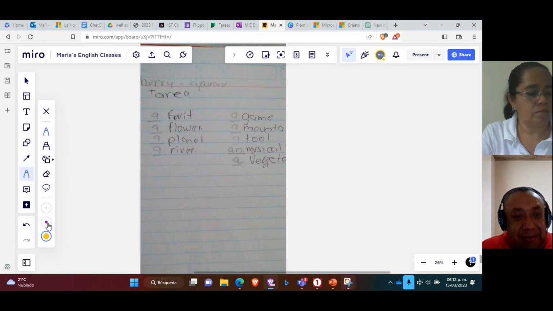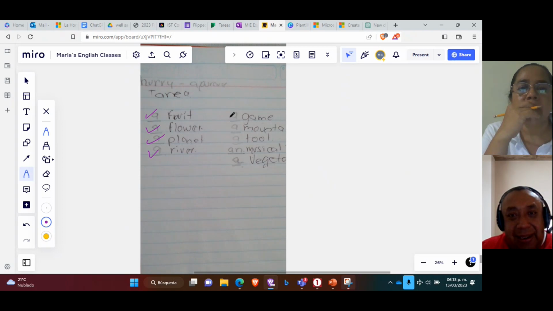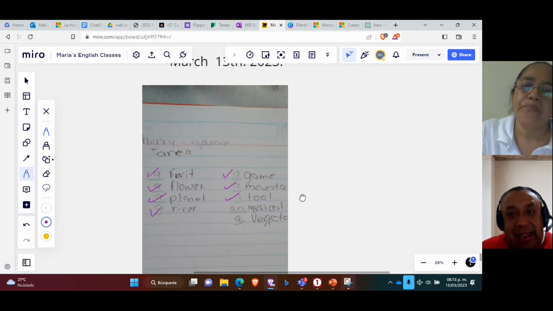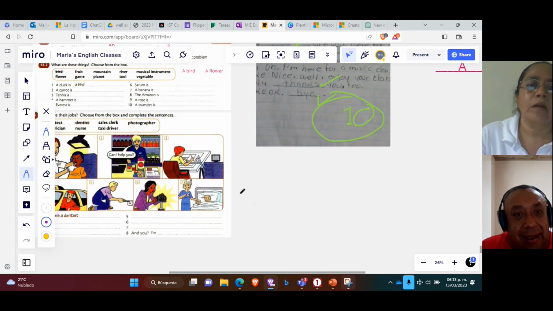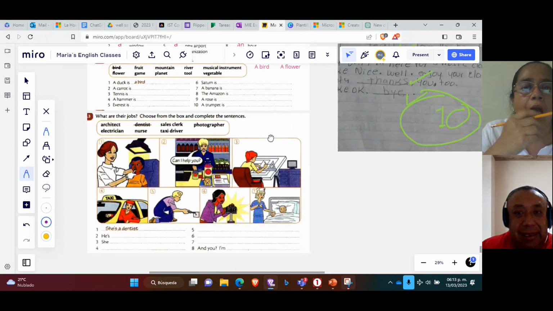Bien. Está bien, ok. A flower. Bien, también. A planet, bien. A river, muy bien. A game, bien. A mountain, muy bien. A tool, bien. Esta es a musical. Era a musical instrument. A musical instrument.